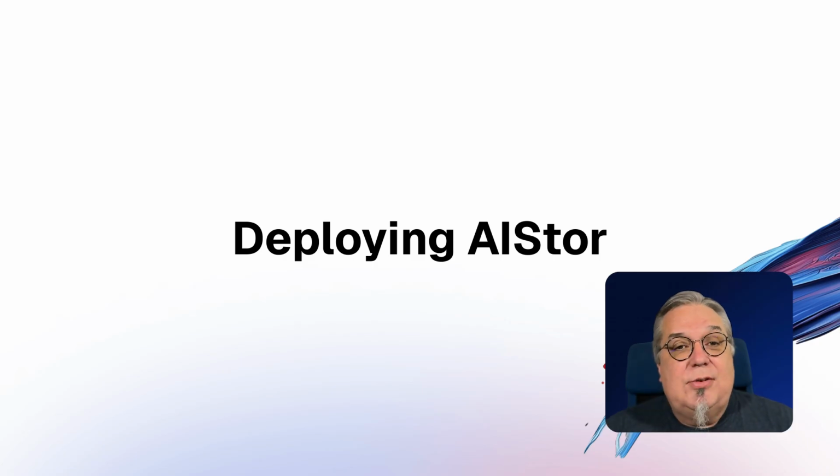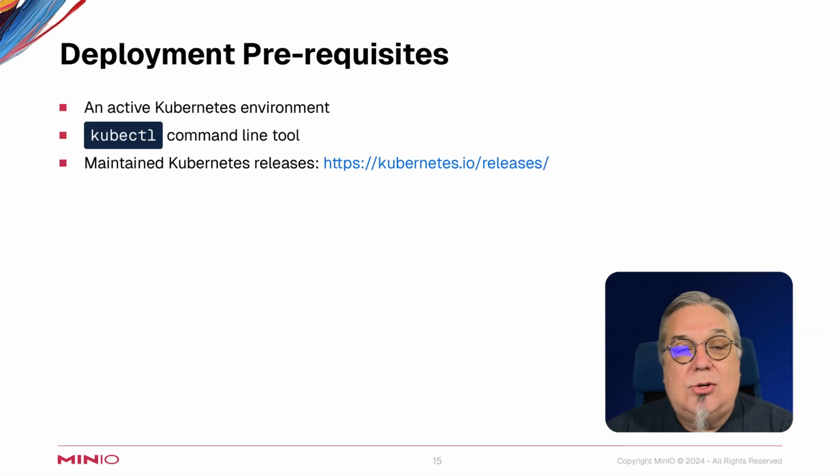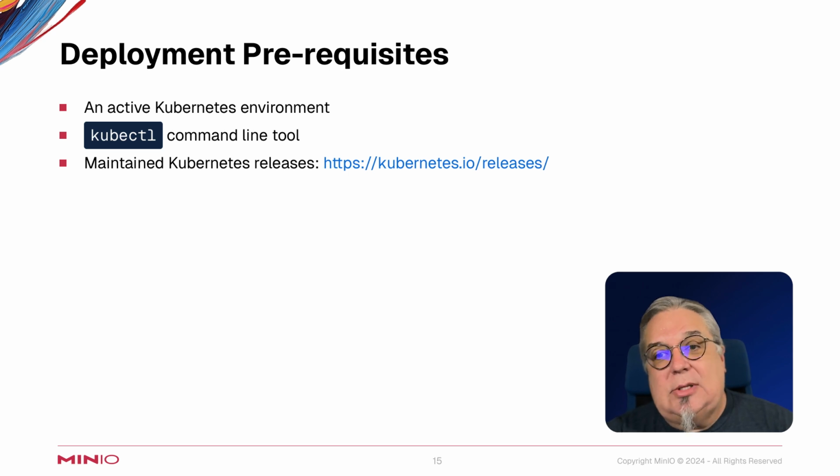The first step in getting all of this up and running, of course, is deploying MinIO AIStor. So let's take a look at how you would go about doing that. The main deployment prerequisites that we have to run AIStor is an active Kubernetes environment and also the kubectl command line tool. All of the maintained releases for Kubernetes are listed there at the website. You have to be using a maintained release of Kubernetes for this, otherwise you will run into issues.